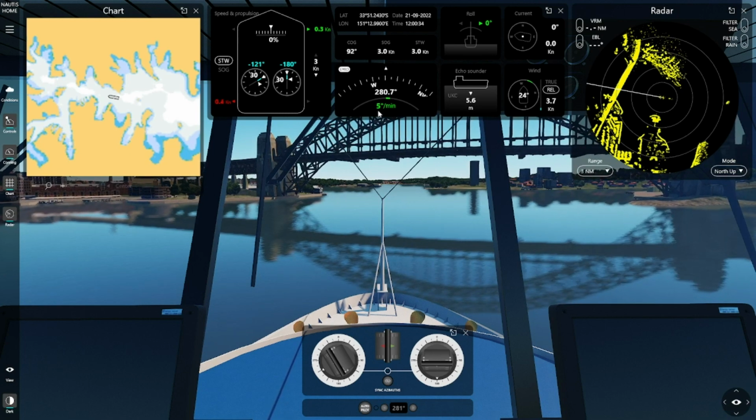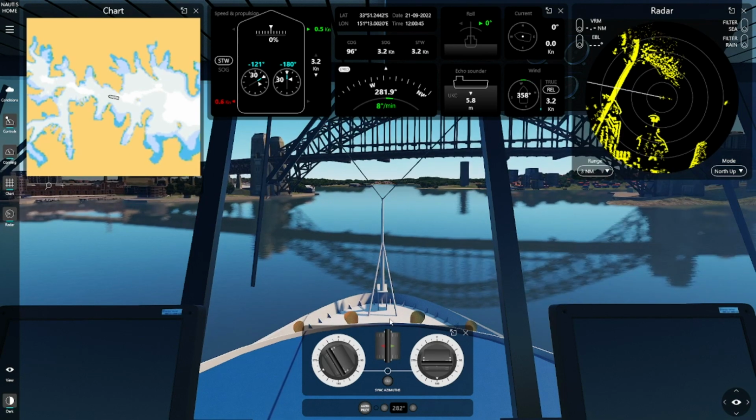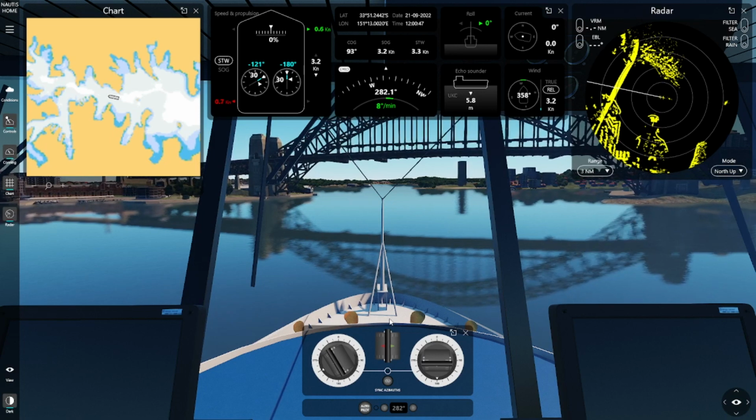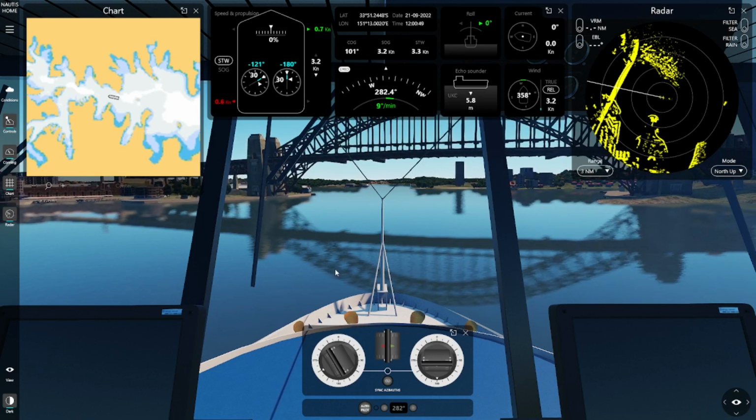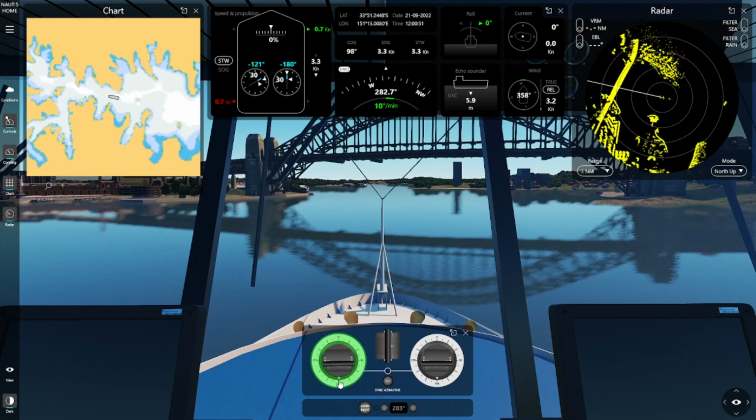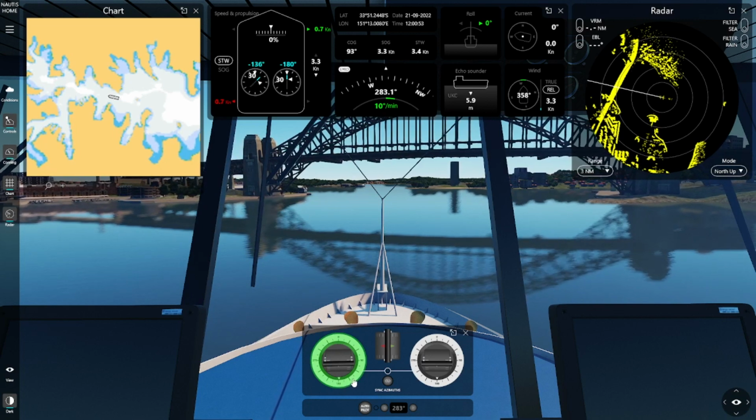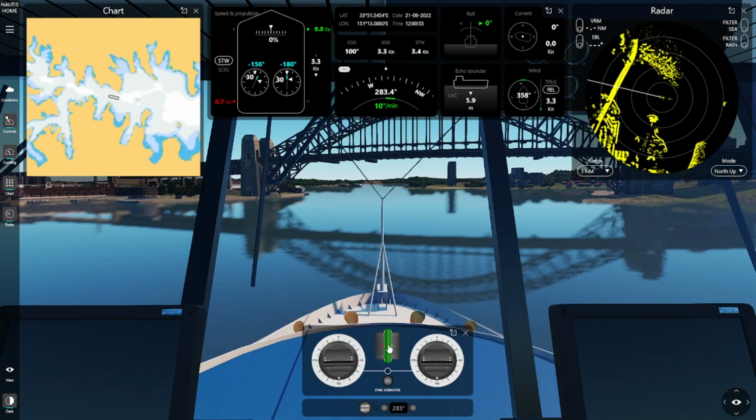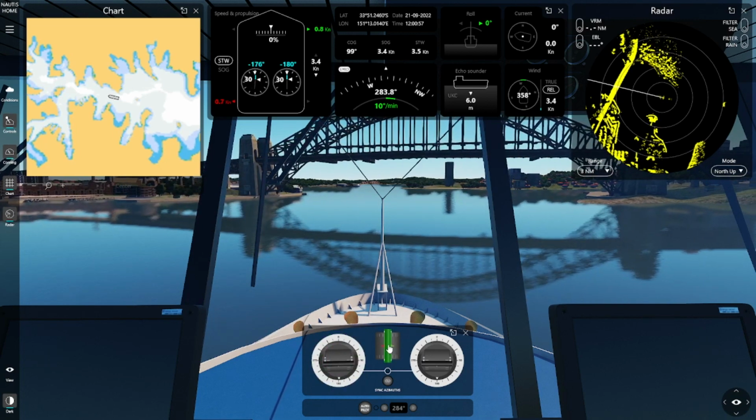It's not very reactive at all. We are starting to get a little bit of movement though, and you can expect to see some movement, but not much at all. We're already doing 3 knots astern now.